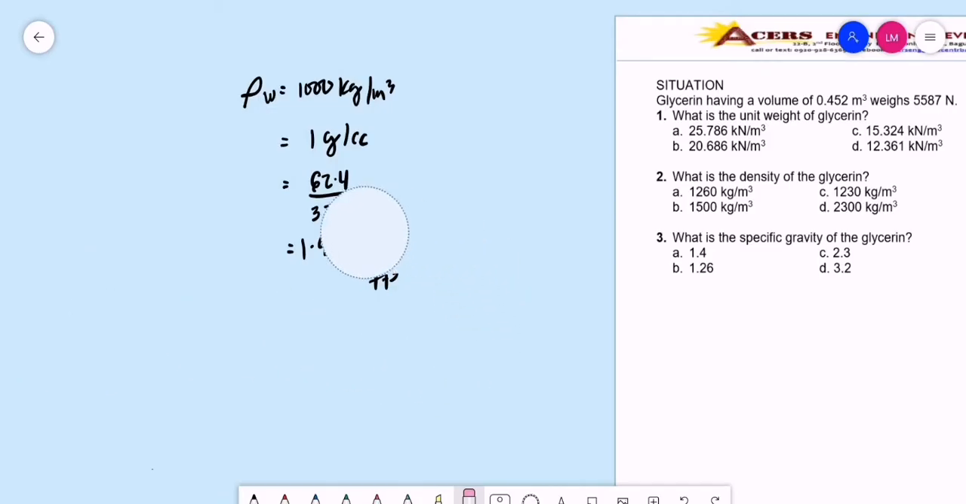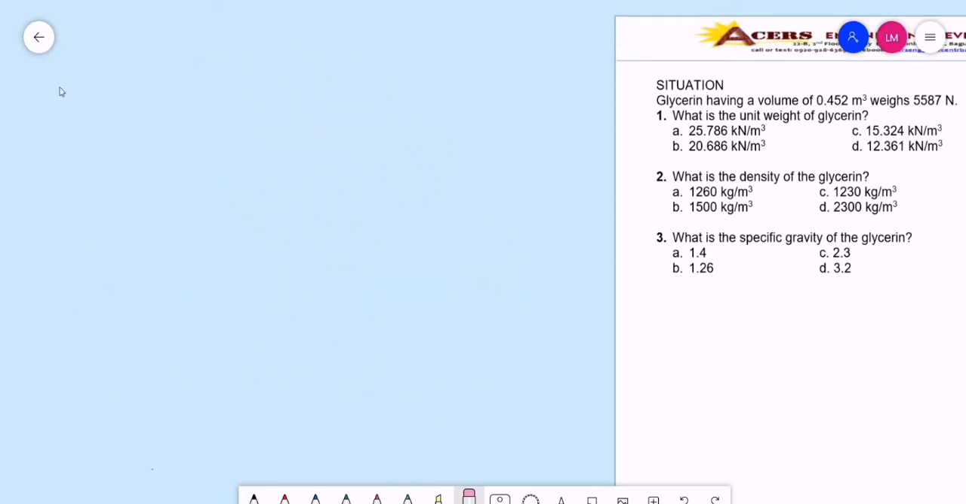This is a past board exam in civil engineering for fundamental properties. We have our first example. Glycerin having a volume of 0.452 cubic meter weighs 5,587 newtons. Number 1, what is the unit weight of the glycerin? Basically, unit weight is the weight divided by the volume. The given weight is 5,587 newtons, divided by the volume, 0.452 cubic meter.